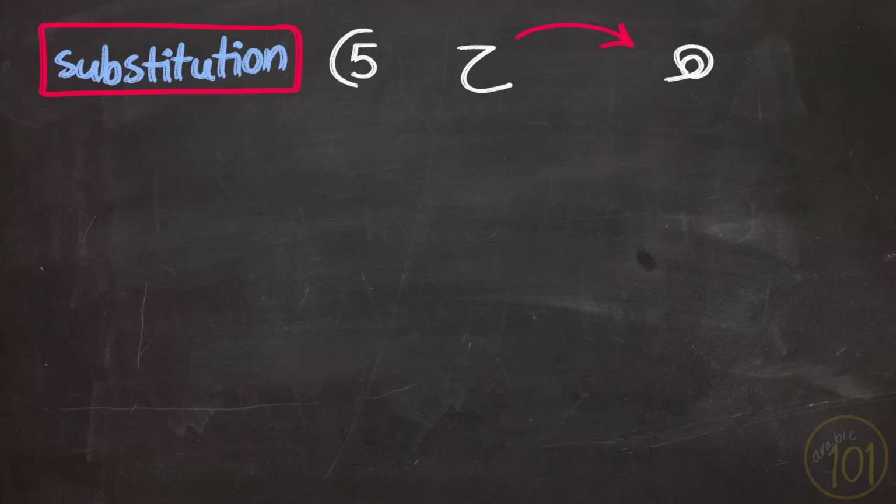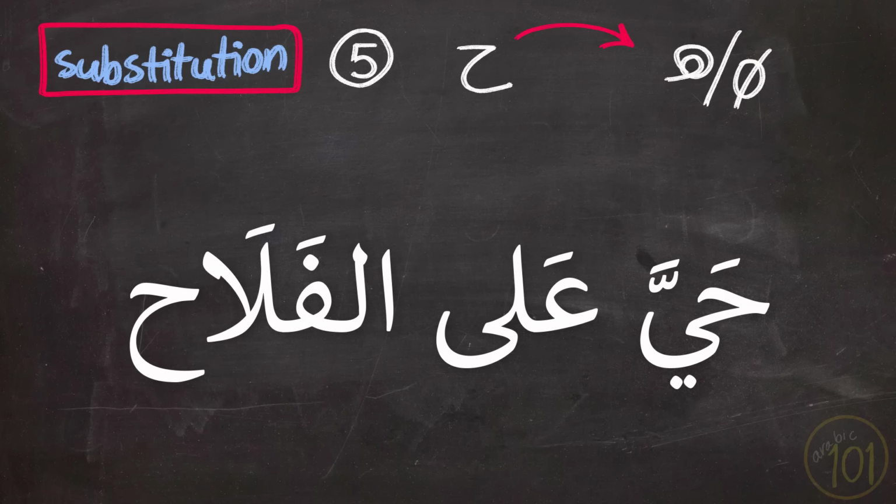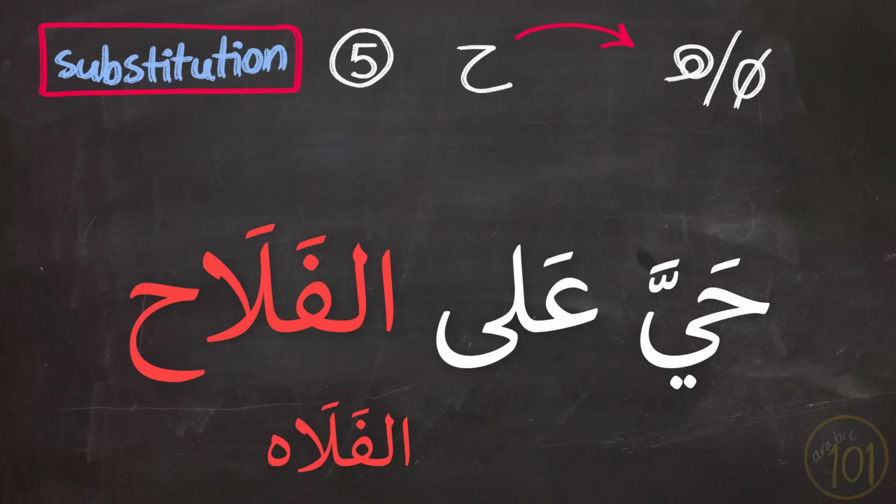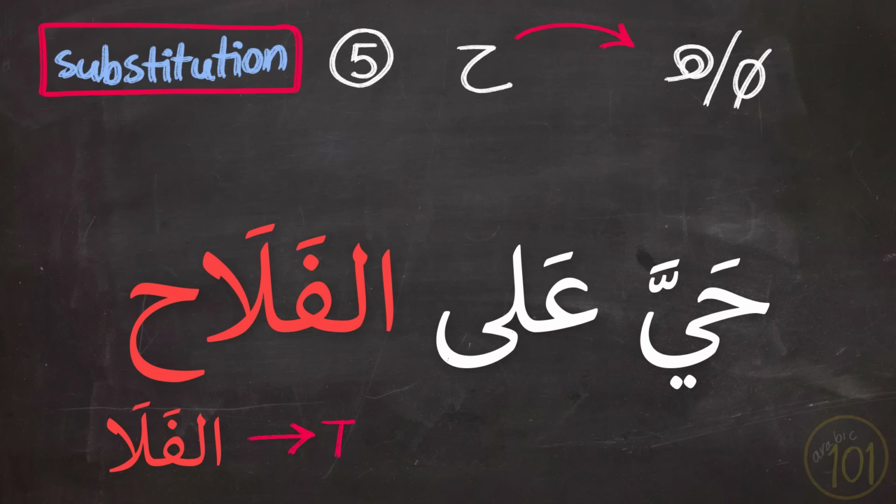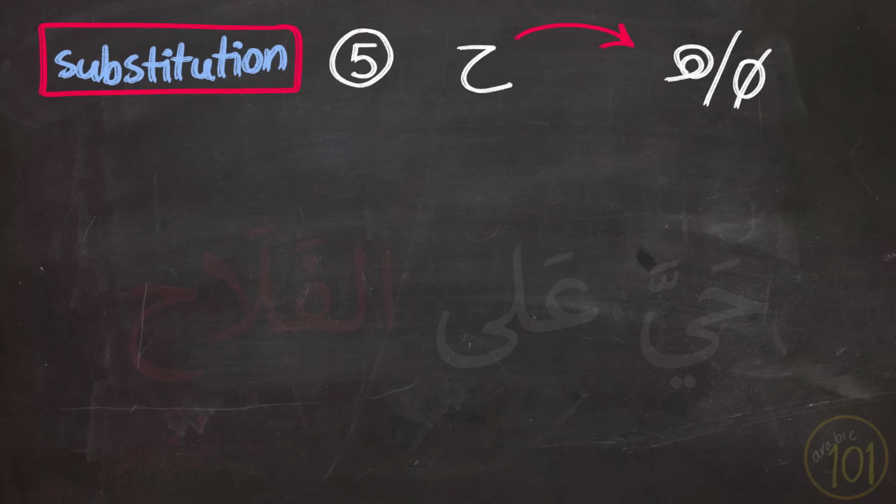And finally, at the end of the word al-falah, exchanging the ha into ha or not pronouncing the ha fully at all and make it sound like this. Hayya ala al-falah. And the word al-falah means the desert.